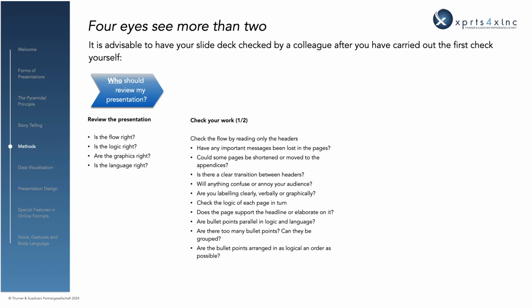Check the logic of each page in turn. Does the page support the headline or elaborate on it? Are bullet points parallel in logic and language? Are there too many bullet points? Can they be grouped? Are the bullet points arranged in as logical an order as possible?